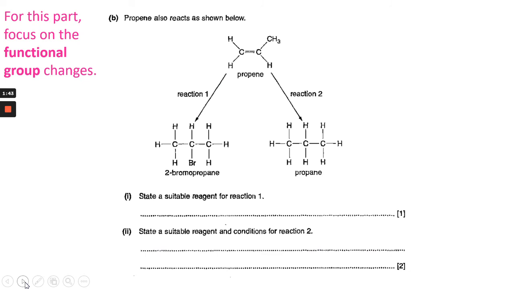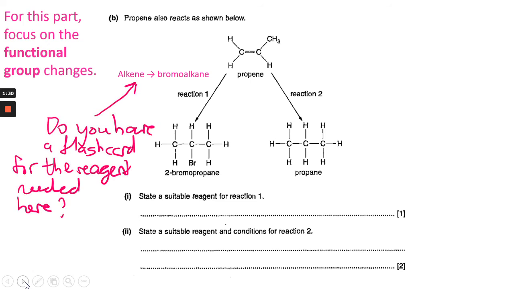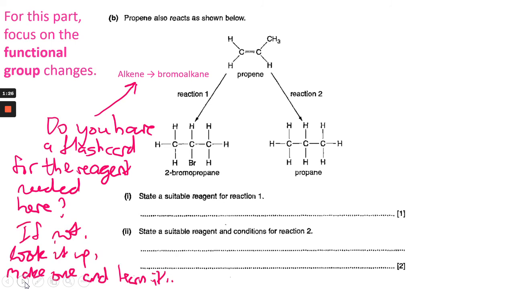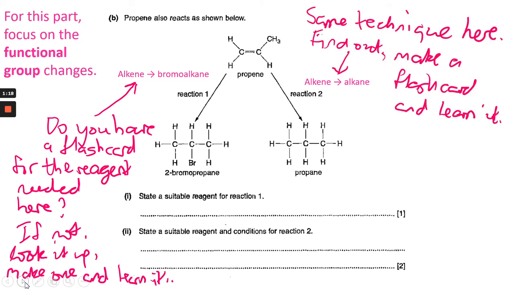So for this second part, it's not a mechanism question, it's a simple recall of changes in functional groups. So the first change is an alkene to a bromoalkane. And you need to think about, can you remember the reagent needed here? If you can't, you need to look it up, make a flashcard from it, and learn it. Likewise, for an alkene to an alkane, you need to do the similar thing here, find out what it is, make the flashcard, and learn it.